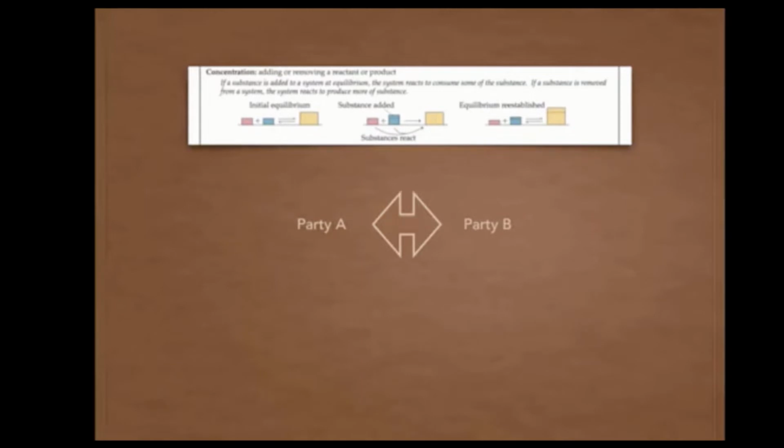So let's use the party example really quickly to make sure we understand this. I have party A and I have party B. And let's say I'm at equilibrium. So there are individuals at party A, there are individuals at party B, but they're going back and forth from party to party at the same rate. Therefore, it seems like the total number of people at party A remains the same and the total number of people at party B stays the same. Now, what if suddenly a bunch of people showed up to party A? Well, there'd be way too many people at party A, and so some people would want to move over to party B. So there would be a shift to the right, so that some people would leave and go to party B and reestablish equilibrium.